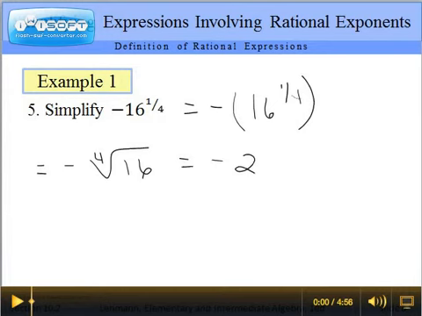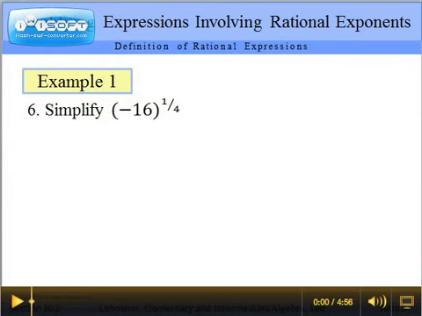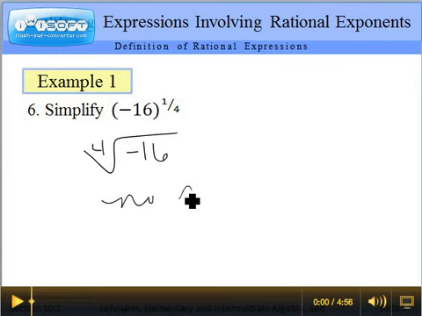However, if I put the negative 16 in parentheses, then I would be looking for the fourth root of negative 16, and I can't take the fourth root of a negative number, so this is not a real number. So there is no solution to this, or no real solution to this.